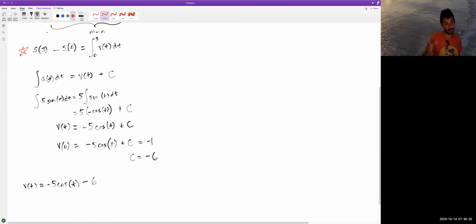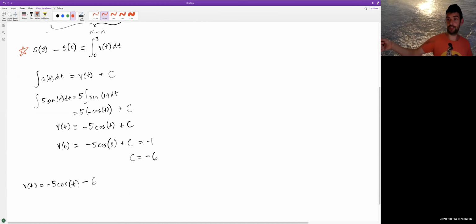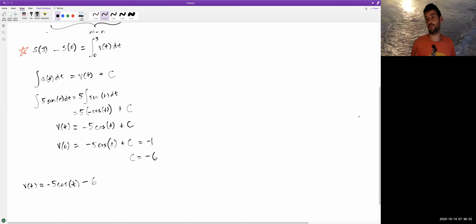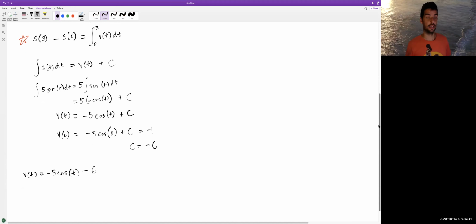I want to integrate this velocity function over this interval. This will give us the final position minus the initial position. So it'll tell us how much our position changed by. It will not tell us what we did in between, right? Our object could have done many, many things in between. So let's go ahead and do that.